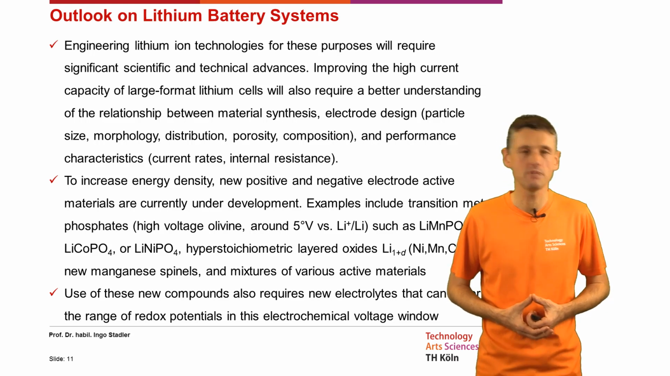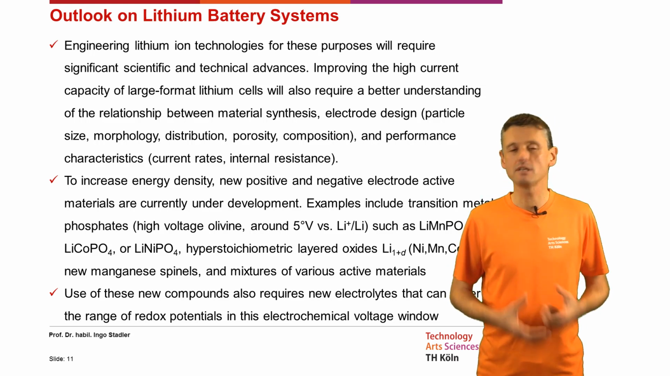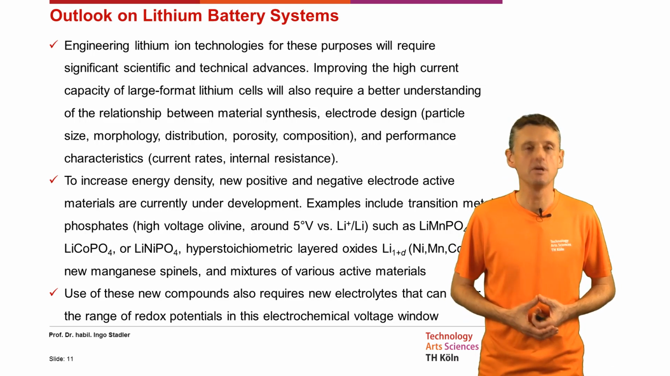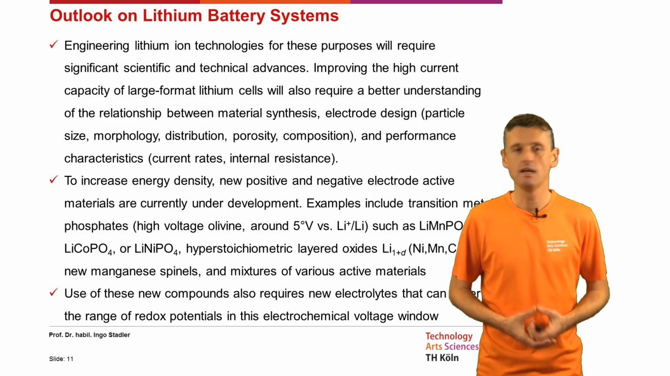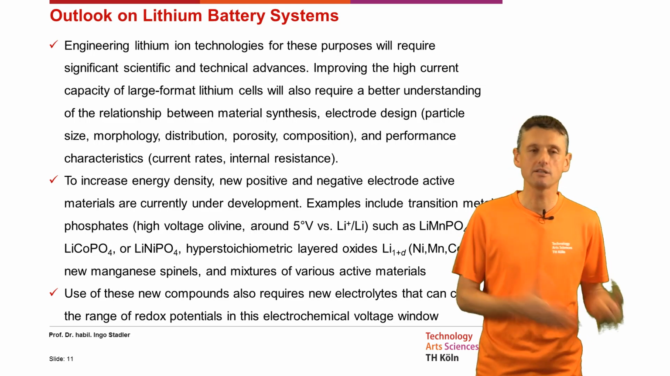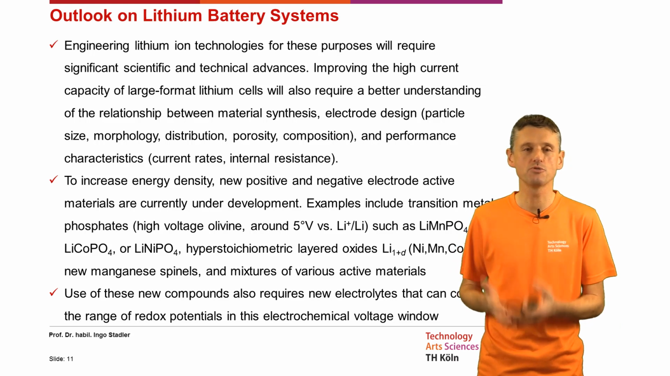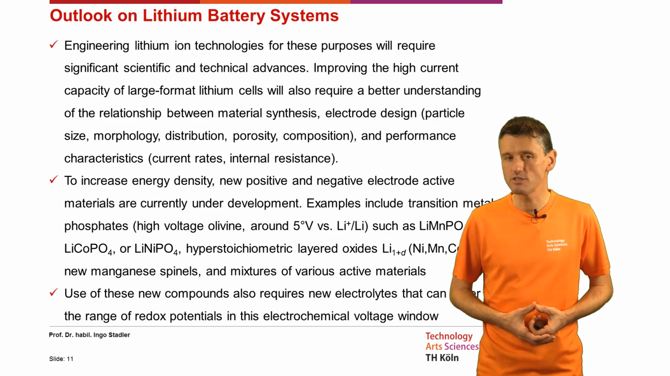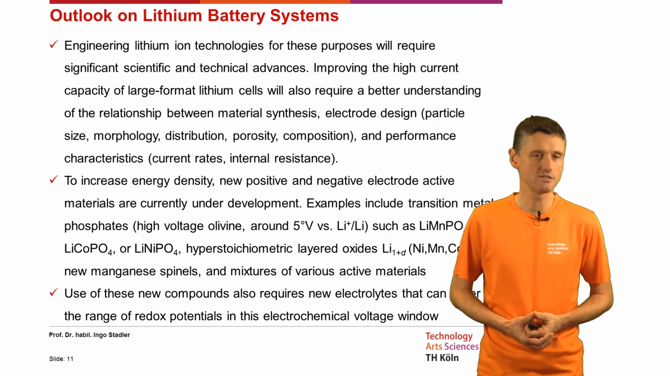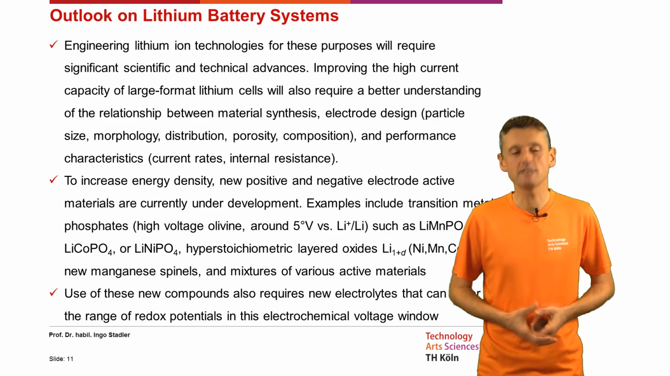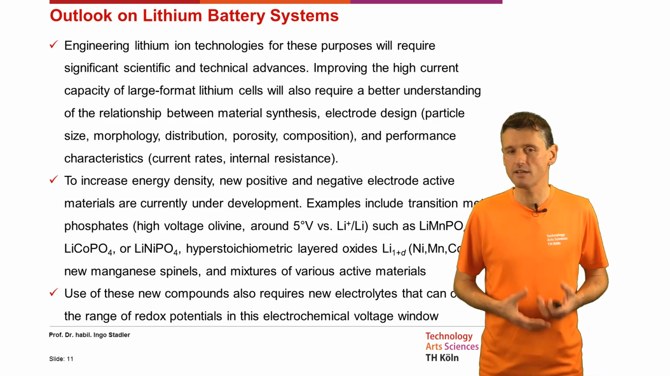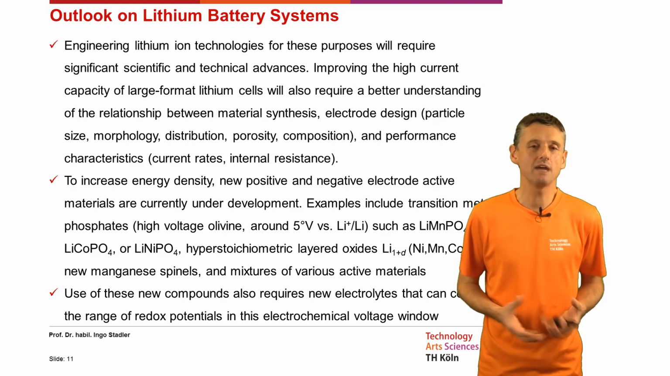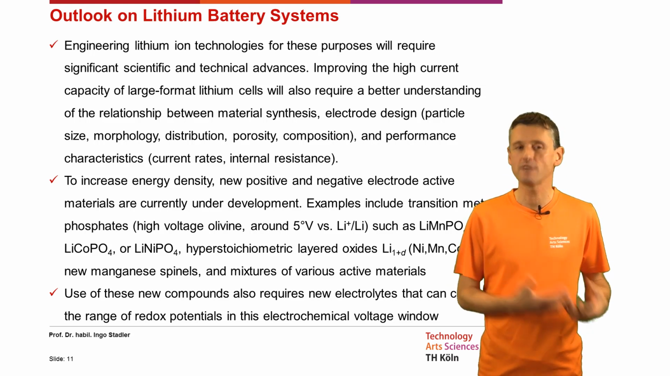Improving the high current capacity of large format lithium cells will also require a better understanding of the relationship between material synthesis, electrode design, particle size, morphology, distribution, porosity, composition and performance characteristic, current rates, internal resistances. To increase energy density, new positive and negative electrode active materials are currently under development. Examples include transition metal phosphates.